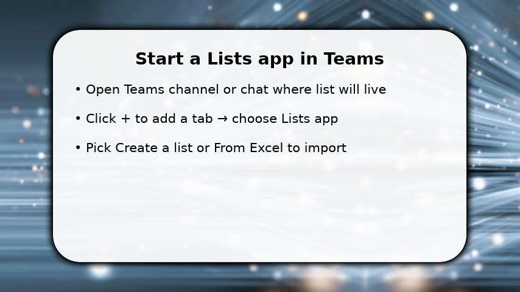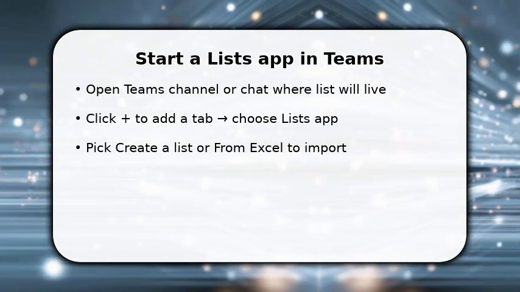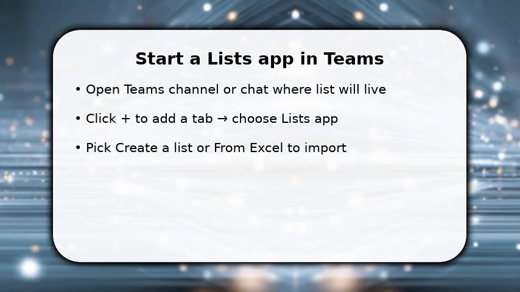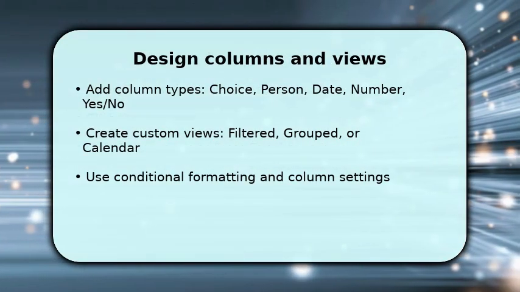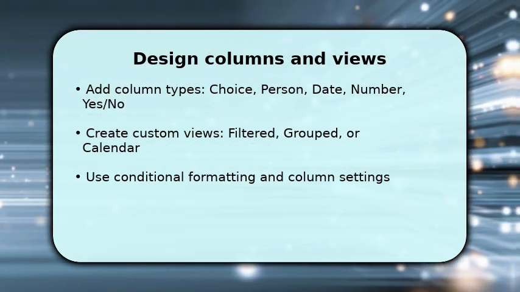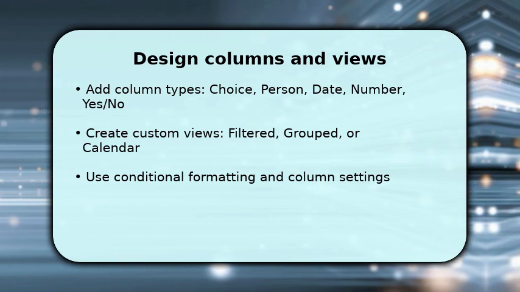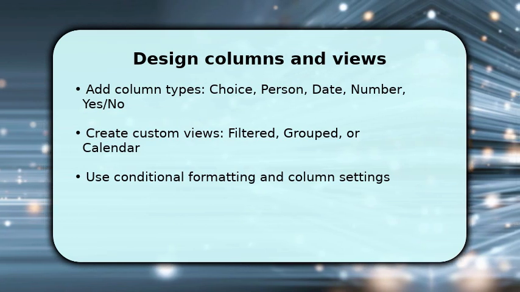This first step gets your structure and access right, which saves time when building columns and views next. Now focus on the middle work, shaping fields and views so the list matches your process. Add columns like choice, person, date, and number, set required fields and default values. Then create views, filter by status, group by owner, or switch to calendar for dates.